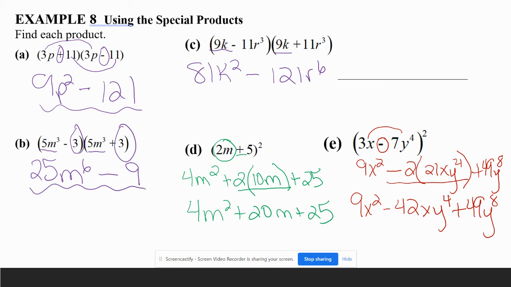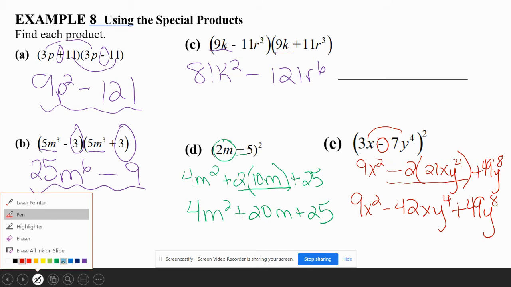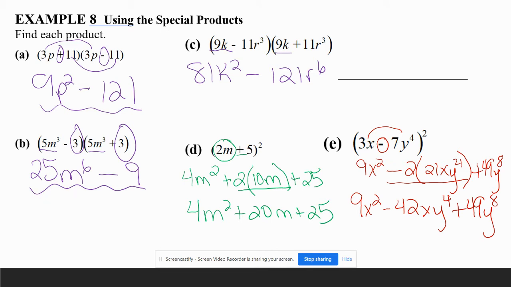Now remember, you do not have to use these shortcuts. If you don't want to use the shortcuts, it is totally fine. Instead, for example, what I would do for letter E is I would write that as 3x minus 7y times 3x minus 7y. That's what the square means. You write it twice. Then you can do FOIL, you can use distribute, you can use that Punnett square method, whatever method you like to do that multiplication.